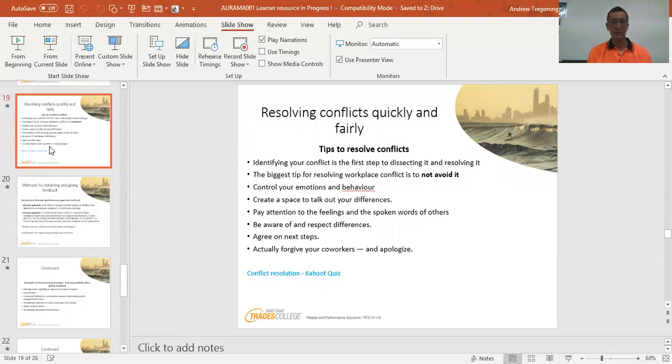Moving forward, agree on the next steps. So agree on what we can do to resolve something. If you just talk about it, that's great, but ultimately you need to have something come out of that particular meeting or that particular discussion, and that would be the next few steps. And forgive your co-workers and apologise where you need to and where appropriate. So that's a quick few tips on resolving conflicts.